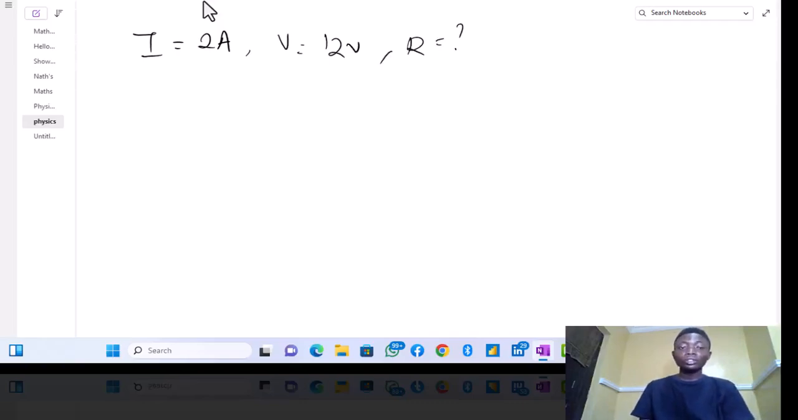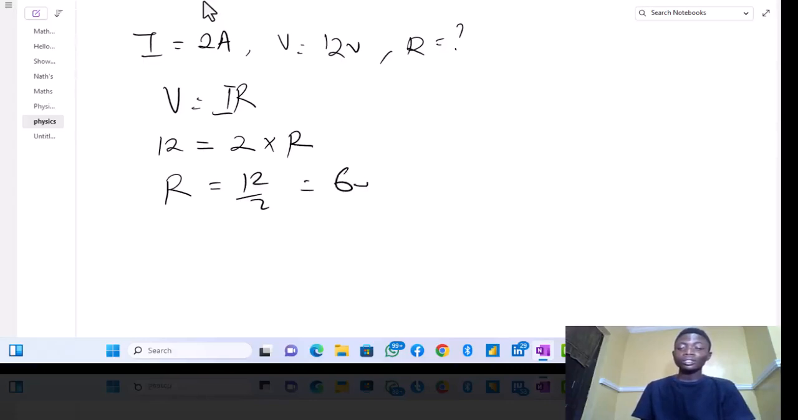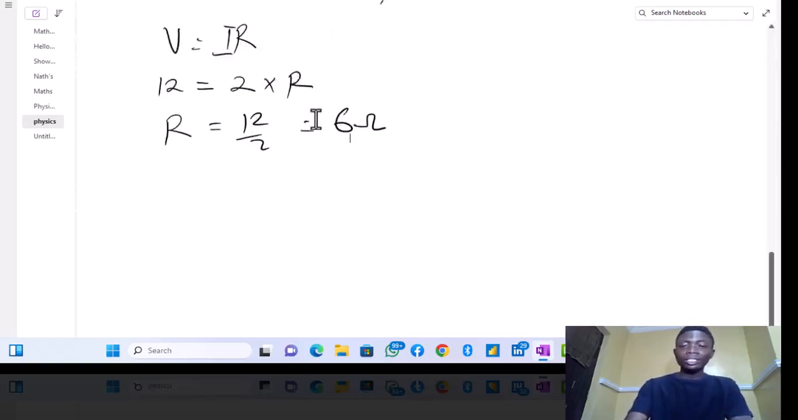Quite simple. You just have to say that V equals IR. So my V is 12 equals what is my I? 2 times R. I can make R the subject of the formula and I have that R equals 12 over 2, and that is 6 ohms. As simple as that. So that's the way you deal with Ohm's law. They can also give you resistance and current to find voltage, or voltage and resistance to find current. You can always maneuver your way around and solve problems related to Ohm's law.